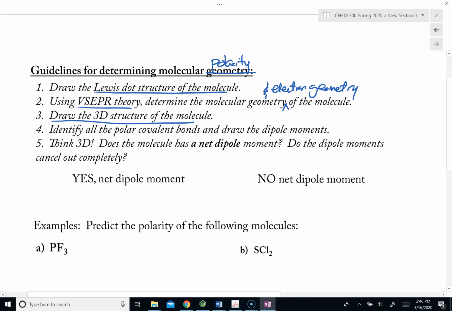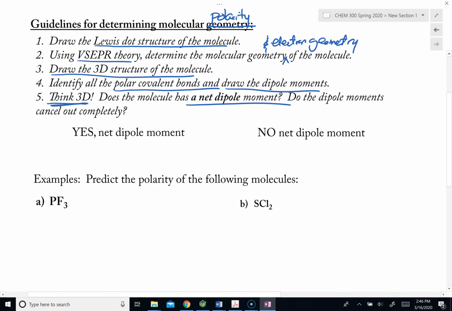The next step would then be to identify all the polar covalent bonds and draw the dipole moments in, and know what the bond angle is between those that are pulling from each other. And the last step, think three-dimensionally and ask ourselves this question: does the molecule have a net dipole moment? If the answer is yes, there is a net dipole moment, then the molecule will be polar. Versus if our answer is no, there's no net dipole moment, then the molecule will be nonpolar.